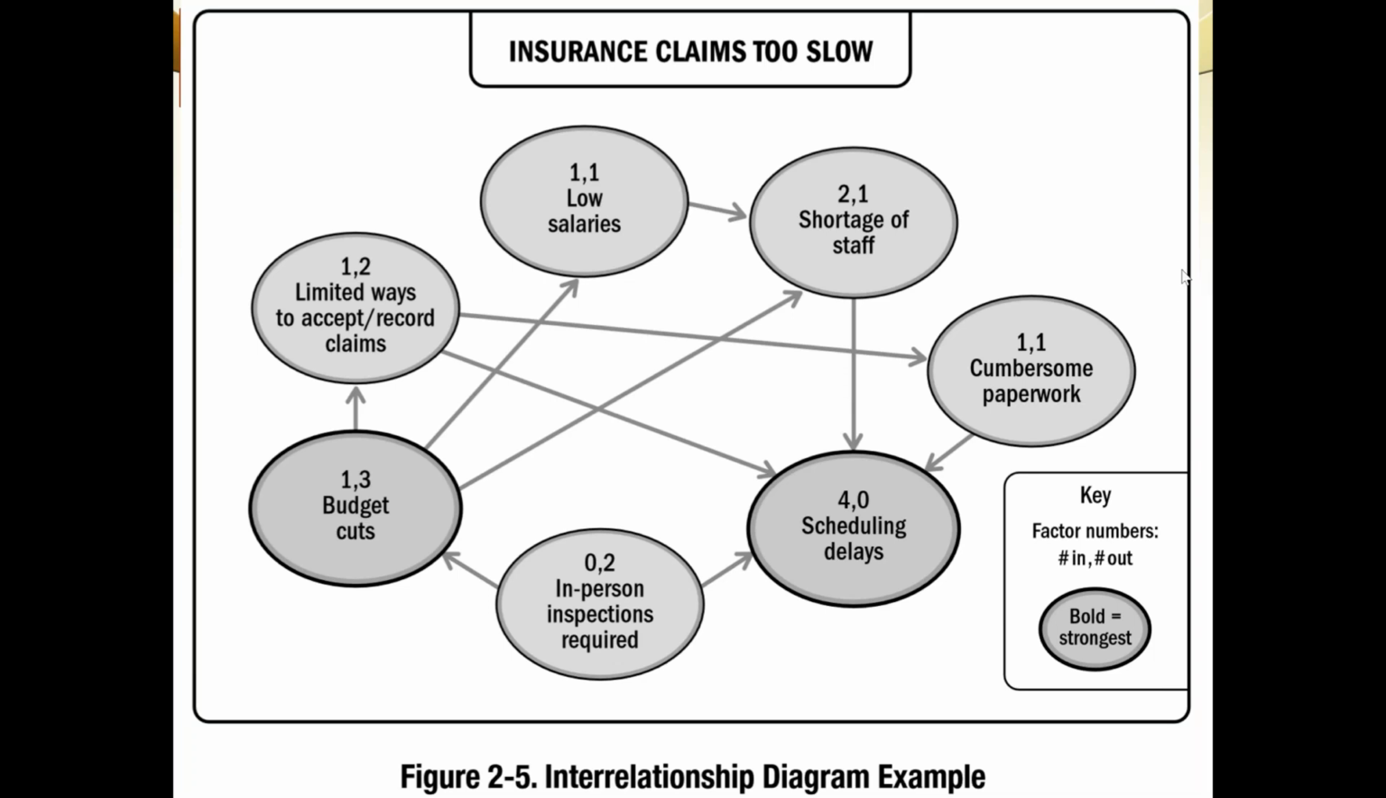Okay. Right. So we are saying if the number of in is high, that means the problem is there. This is the outcome. This is the ultimate effect. Ultimate problem is scheduling delays. And what is the ultimate cause? Ultimate cause is where the out number is the highest. The root cause. 1 dash 3. So 3 is highest here in budget cuts. So budget cuts is the source of all problems. Got it?